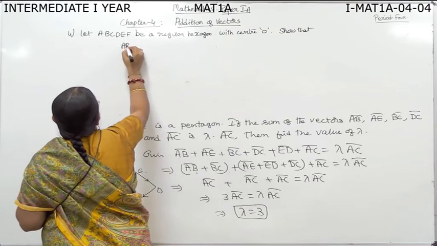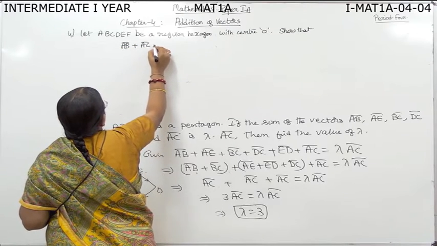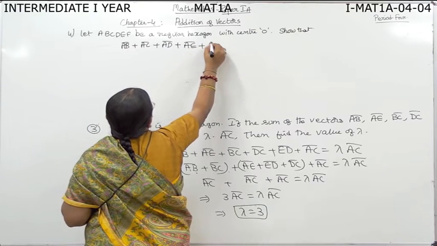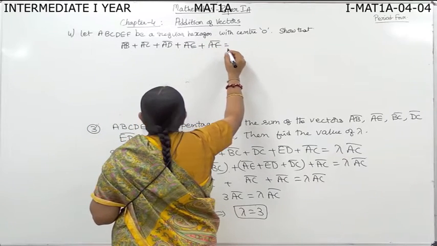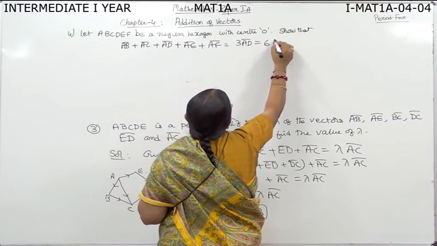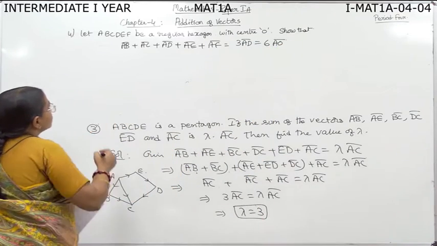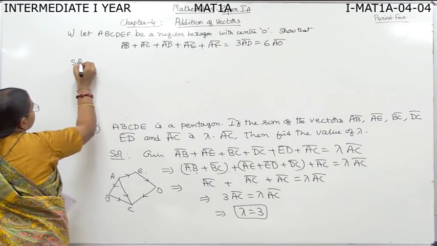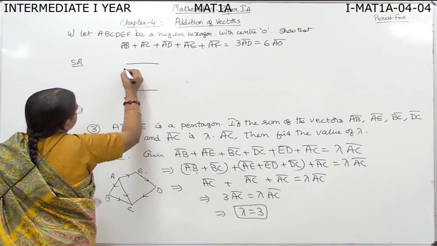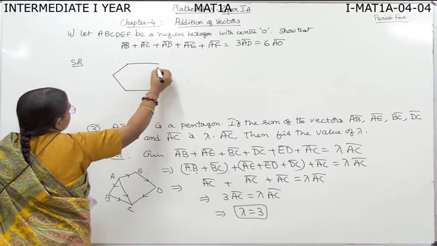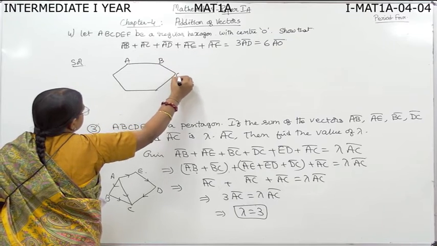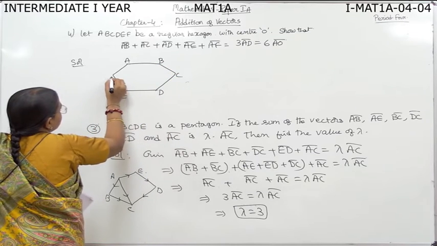AB plus AC plus AD plus AE plus AF is equal to 3 times AD is equal to 6 times AO. That is the problem. So it is a regular hexagon, so all sides are equal. When you draw the figure, it looks like this. All sides are equal: A, B, C, D, E, F.